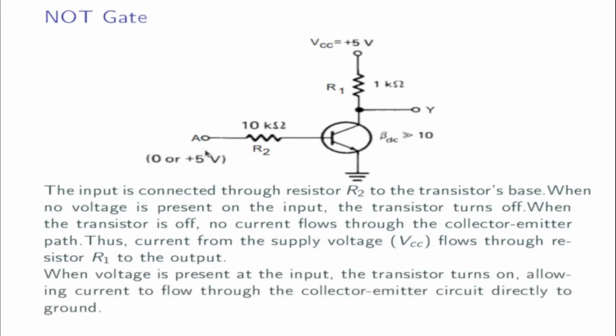When the voltage is present at A, that means when A is connected to plus 5 volt, the transistor turns on, thus the current from VCC through R1 passes through this transistor and reaches the ground, so the output is 0. Thus, the transistor acts as a NOT gate.